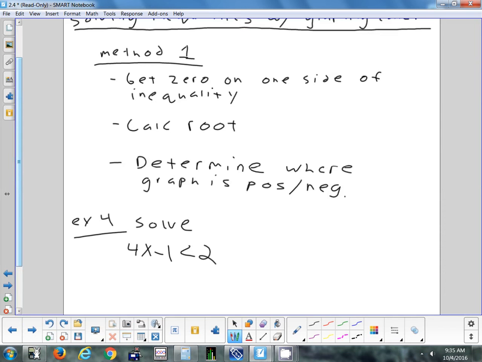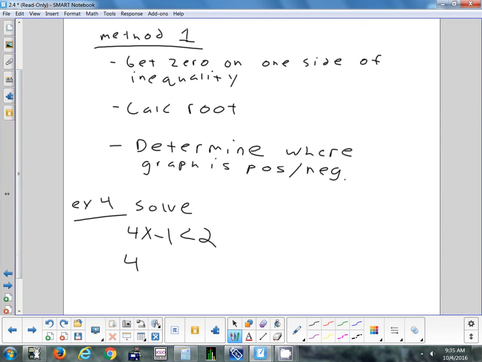Jack? 2. Yeah, subtract 2, and I get this. Okay, that's what I'm going to graph. And I'm going to look for where that graph is below 0. Okay, where is it below the x-axis?